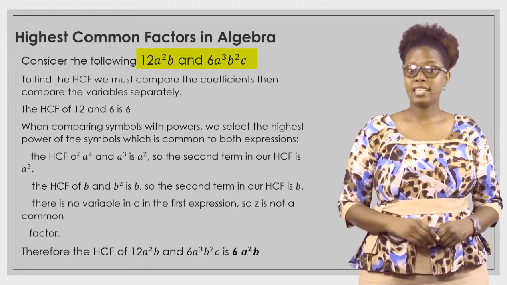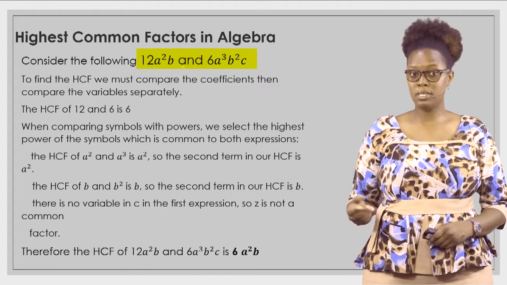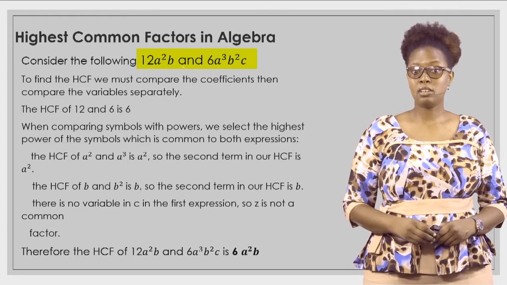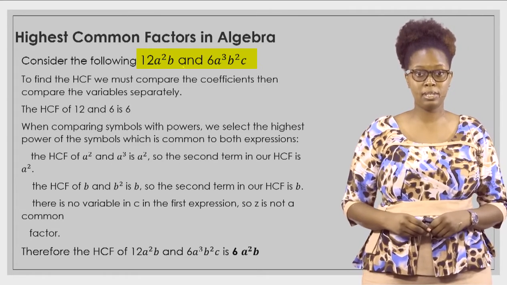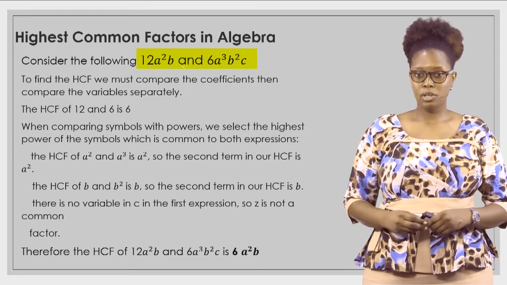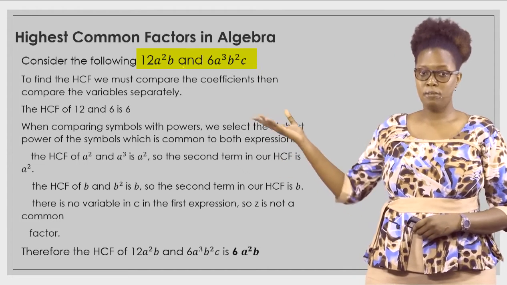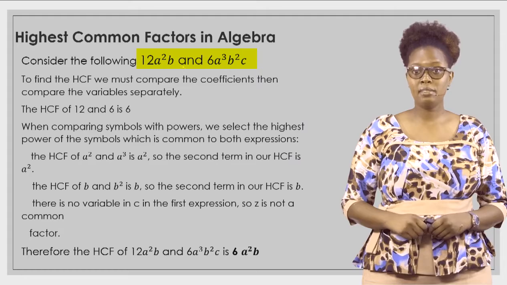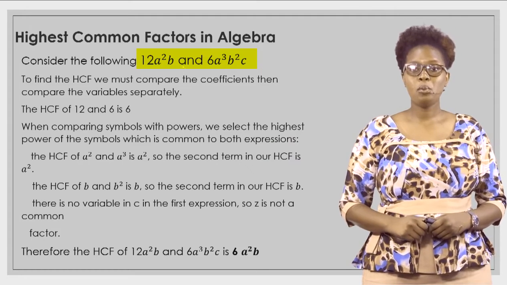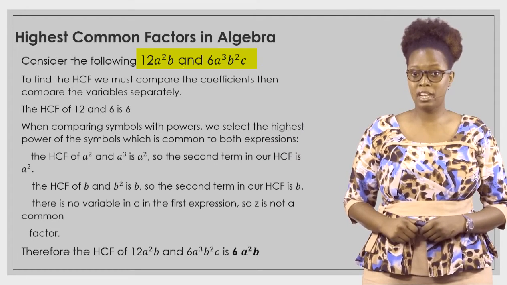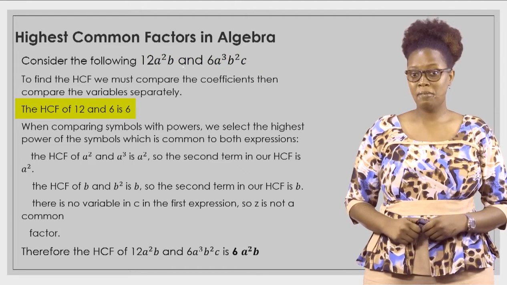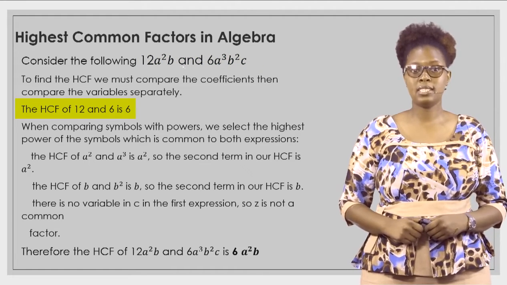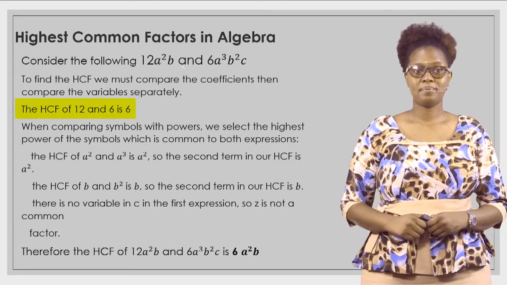Now, to find the highest common factor of these two terms, the first thing we have to do is to compare the coefficients and then compare the variables separately. So let's look at the coefficients. The two coefficients that we have are 12 and 6. If we were to identify the highest common factor of 12 and 6, we would see that the highest common factor of these two coefficients is 6.